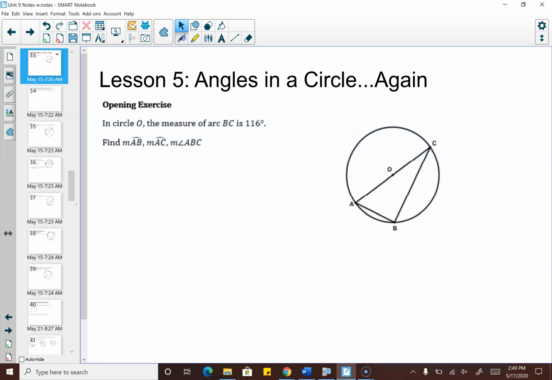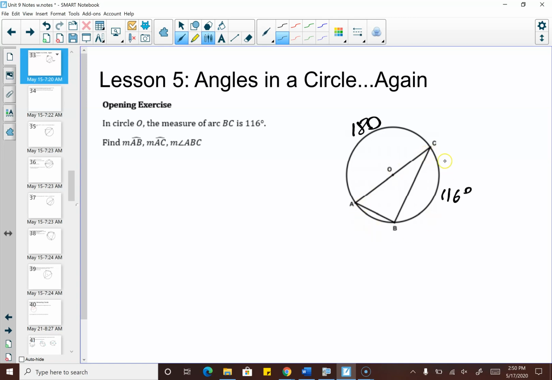For lesson 5, we're going to do a few more different angle types in a circle. The first one says in circle O, the measure of arc BC is 116 degrees. We want to find arc AB, arc AC, and the measure of angle ABC. All right. So if we look here, AC forms our diameter, so we know we have a semicircle. So we know we got 180 degrees.